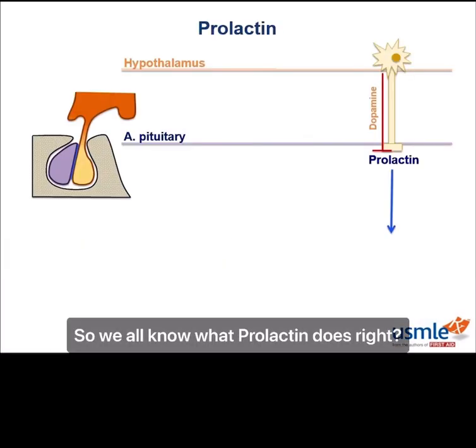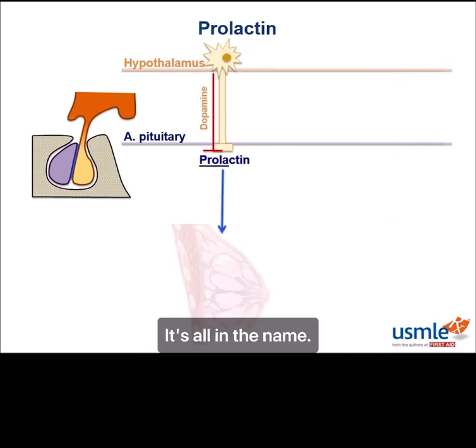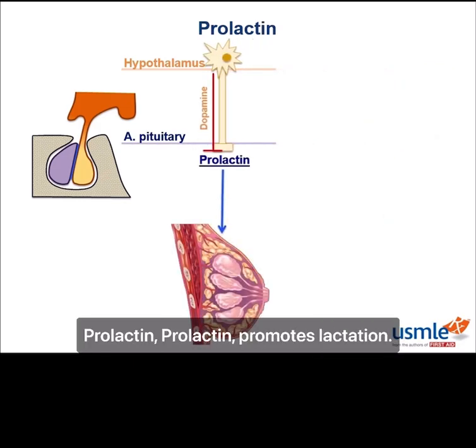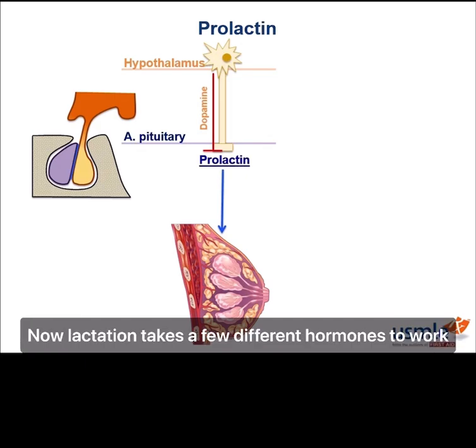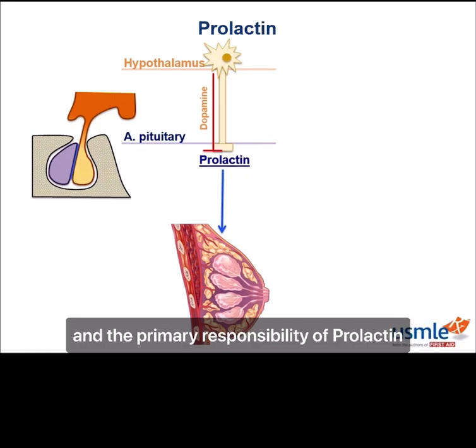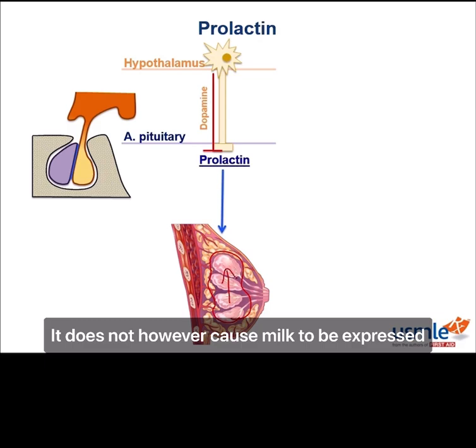So, we all know what prolactin does, right? It's all in the name. Prolactin promotes lactation. Now, lactation takes a few different hormones to work, and the primary responsibility of prolactin is to stimulate the glands to produce milk. It does not, however, cause milk to be expressed from the breast.